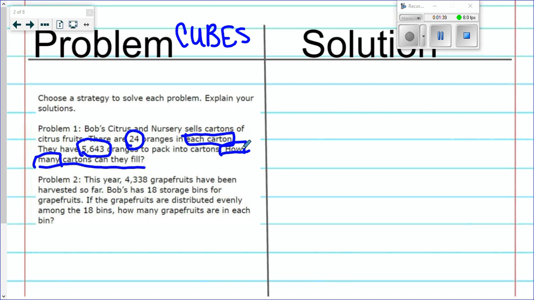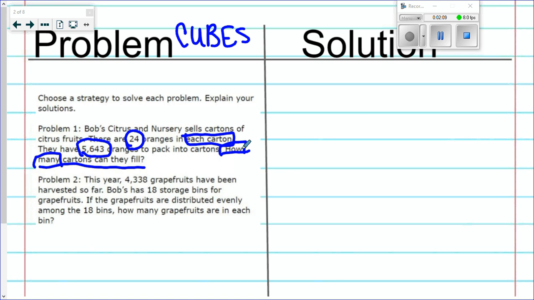So let's put ourselves in this position. We have these oranges to look at. We're going to be able to fit 24 in each carton, but we have 5,643 oranges to pack into cartons. We need to know how many cartons we will fill. Since there's two separate problems, I want you to work this one. Press pause while you're working it, and press play when you're finished with the first problem. We'll go over that answer, and then we'll do the same with the second problem. So let's go ahead and work that out, and then press play when you're ready for us to look at it together.